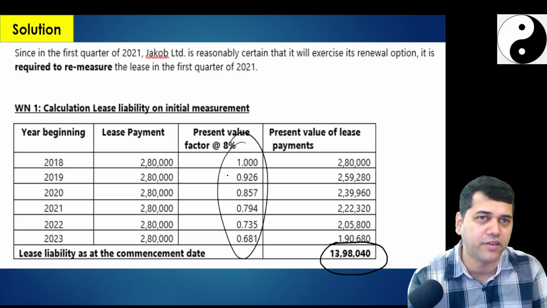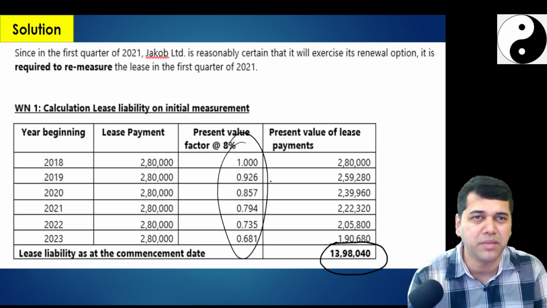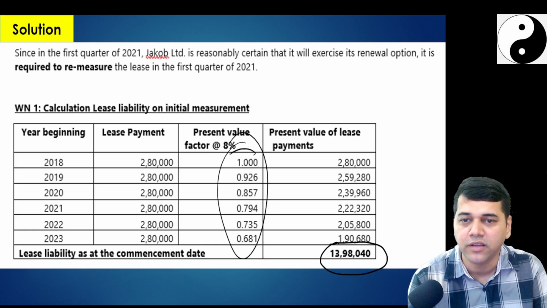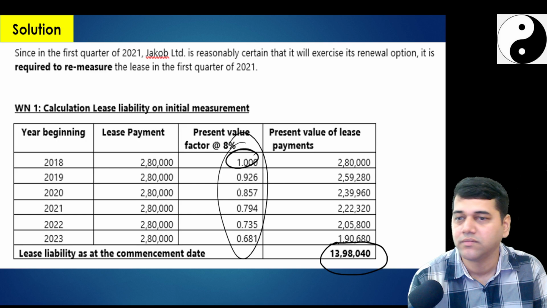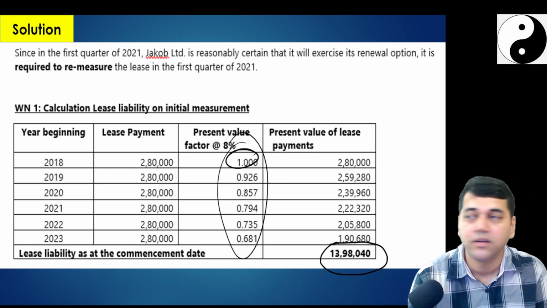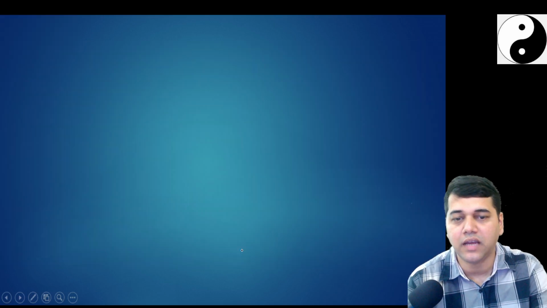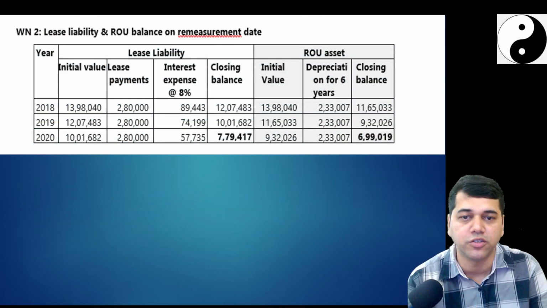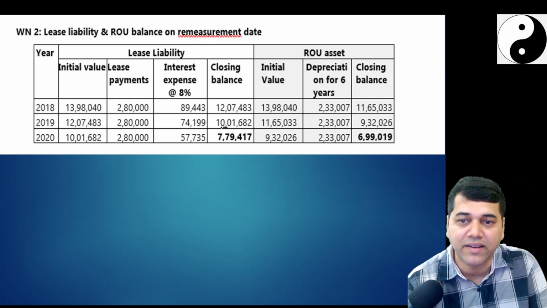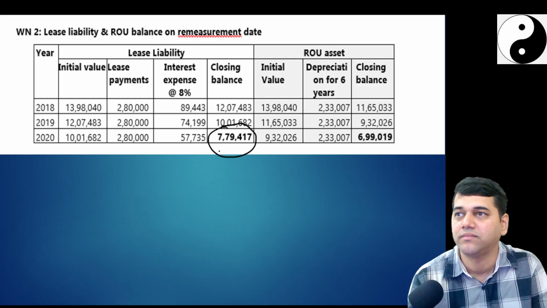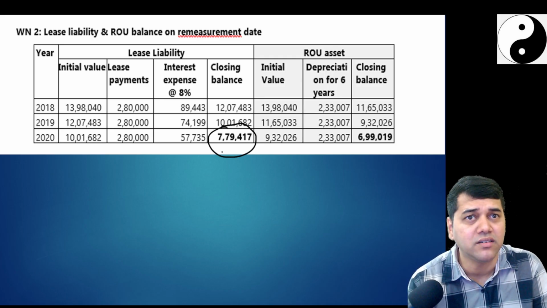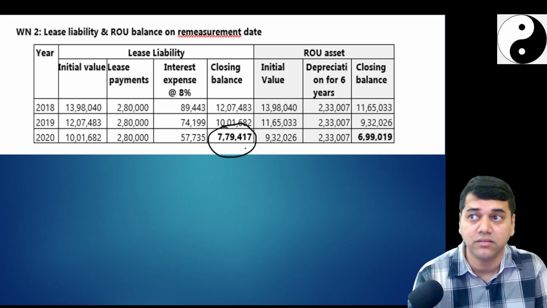The present value factor? Maybe 4 or 3 digits, or what you have taken. Have you taken one? That's important for me. Other things, leave it. Then I will move on to the lease liability schedule. It comes to 7,79,417. And there is one element which is not required. But again, they have done it.